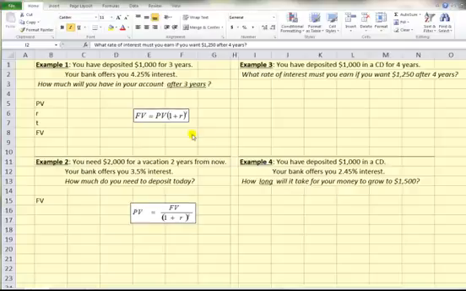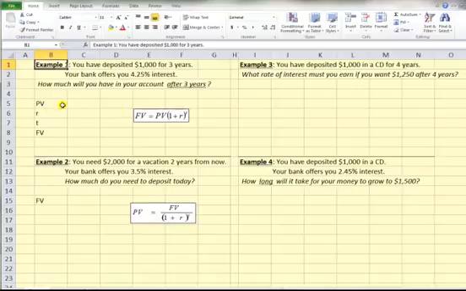Let's start with our first example. You have deposited $1,000 for 3 years into any instrument. You can think about a certificate of deposit, for example. Your bank offers you 4.25% interest. How much money will you have in your account after 3 years?